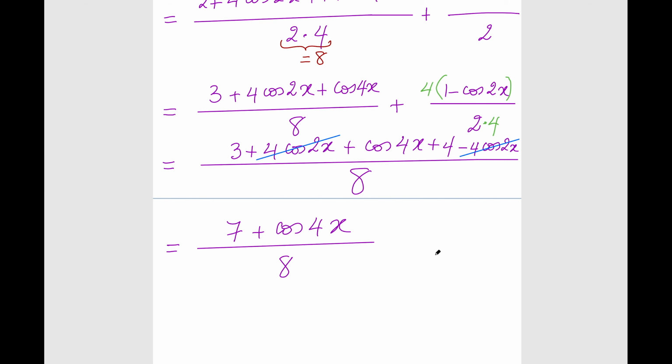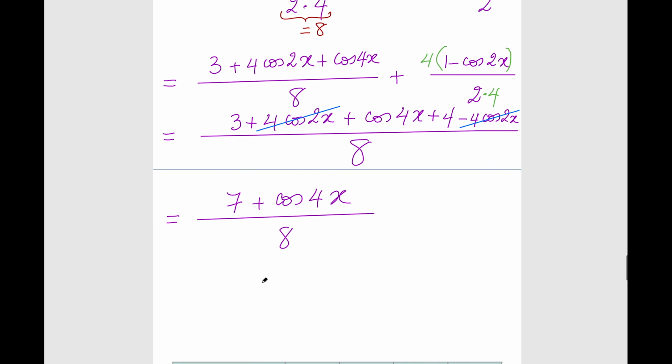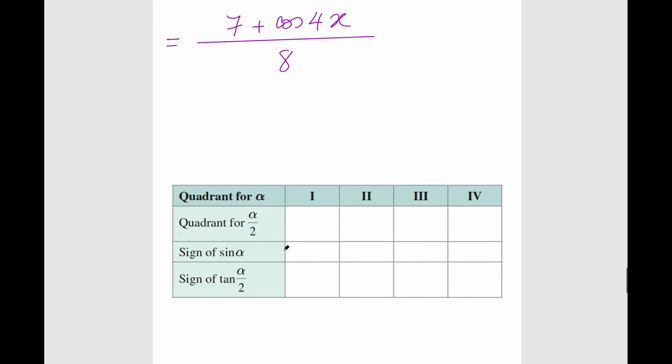All right, so let's go back to the book. And let's do now number 45. So the question is, fill in the table for alpha in the given quadrant. What do you notice about the signs of sine of alpha and tangent of alpha over 2? So we're going to complete this table here. So the first row is quadrant for alpha. So if alpha lives in quadrant 1, what happens? If alpha lives in quadrant 2, what happens? And so on. Okay? So let me copy this table and put it here. So this is number 45.